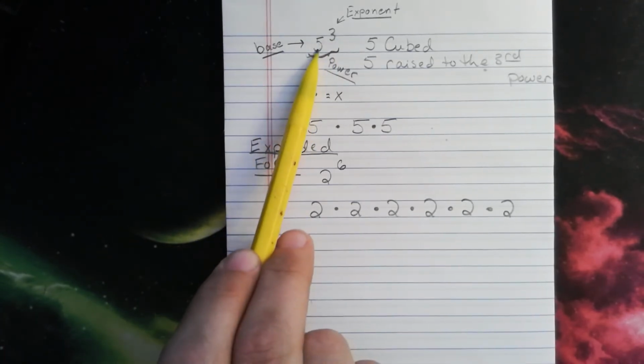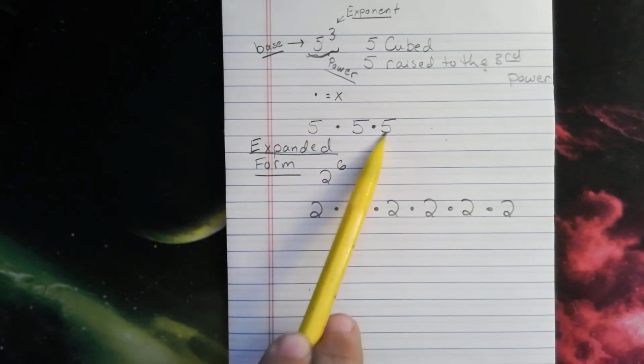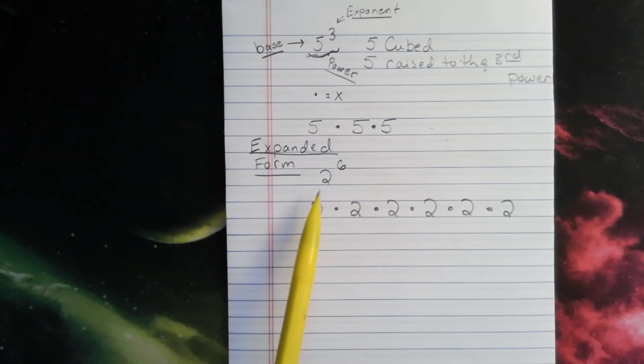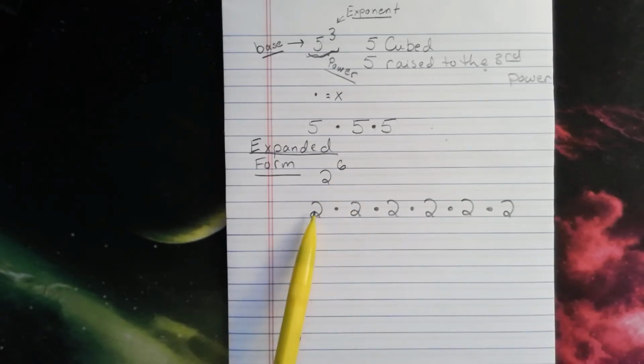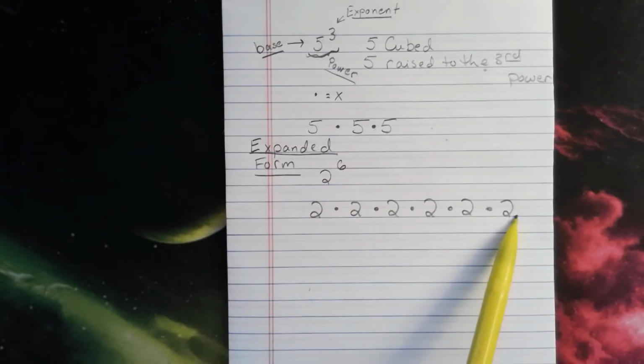So in this case, 5 to the third is going to be 1, 2, 3, and we're going to put our multiplication between them. 2 to the 6th power means we're going to write 2 6 times: 1, 2, 3, 4, 5, 6. Put our multiplication in between. That is how we do expanded form, okay?